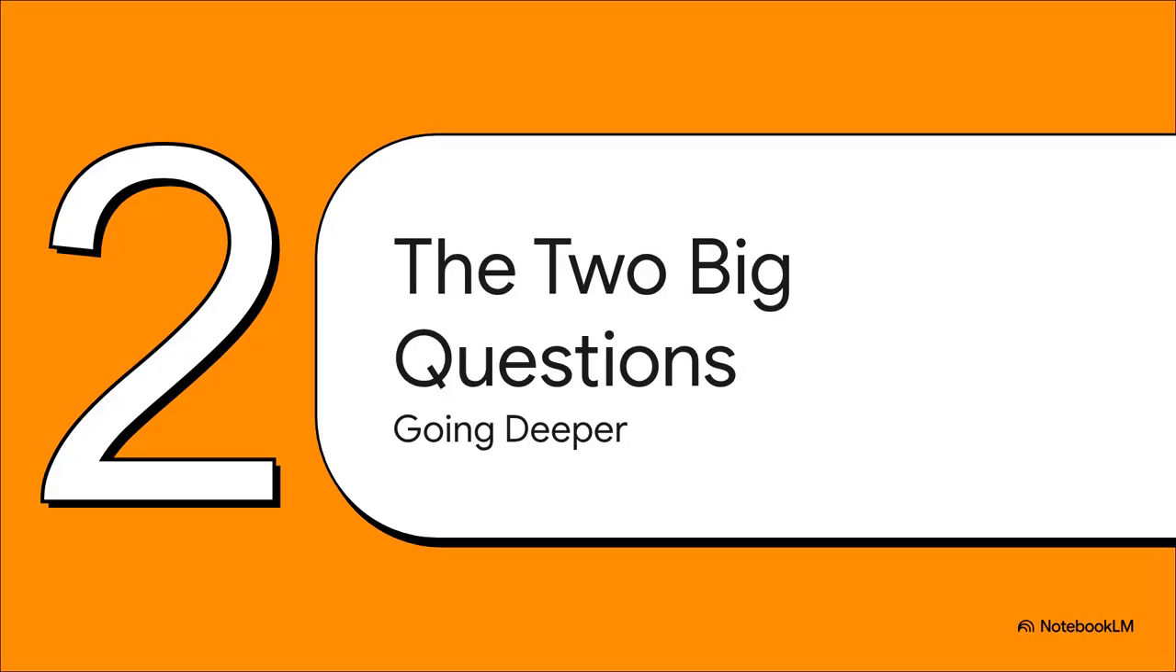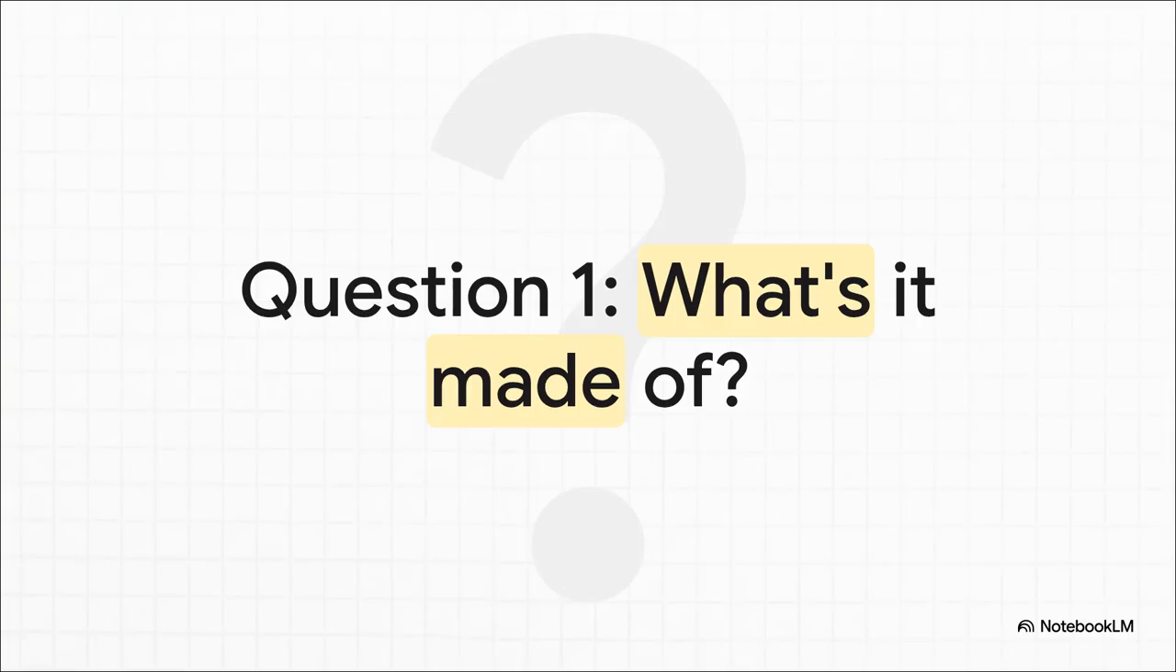Awesome. So we've got the names down, but to really get what's going on, we've got to dig a little deeper. And we can do that by asking just two really simple but super important questions about these pouches. So question number one, what's it made of? This is all about the anatomy, the actual physical structure of the pouch itself. What are its walls actually built from? This is absolutely fundamental to classifying them.